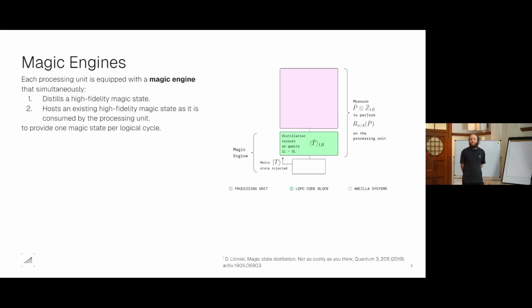Yeah? So for parts of the circuit, you're going to be doing arithmetic. Why not directly produce CCZs? Yeah, that's a great question.